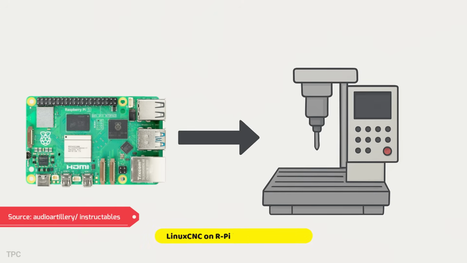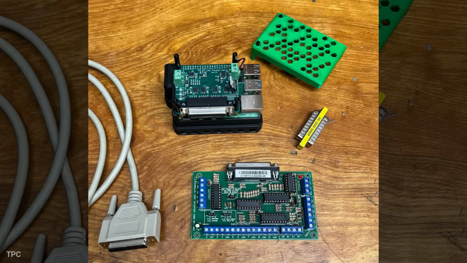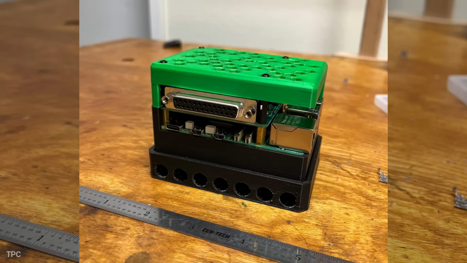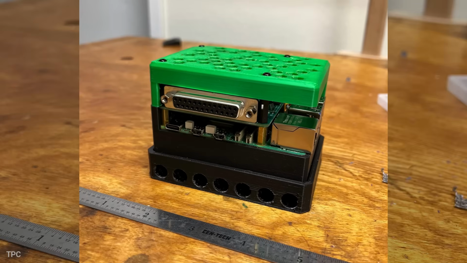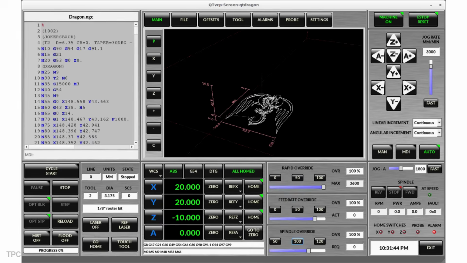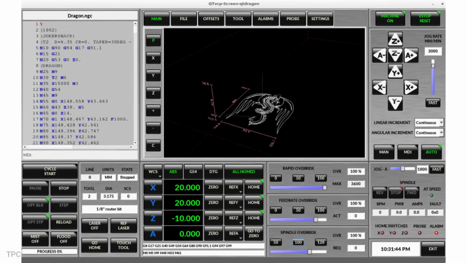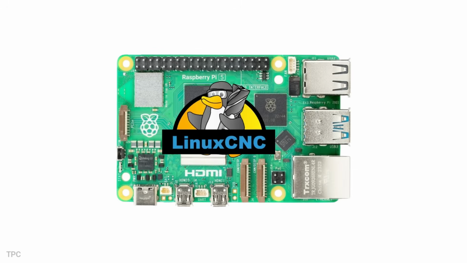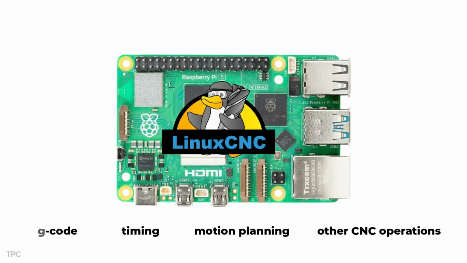This project shows how a Raspberry Pi can be used as the main controller for a CNC machine. Instead of relying on an external Ethernet controller, the Pi itself sends every step and direction signal needed to move each axis. At the heart of the setup is LinuxCNC, a free and industrial-grade control system built on a real-time Linux environment. Once installed on the Pi, it handles G-code, timing, motion planning, and all CNC operations.